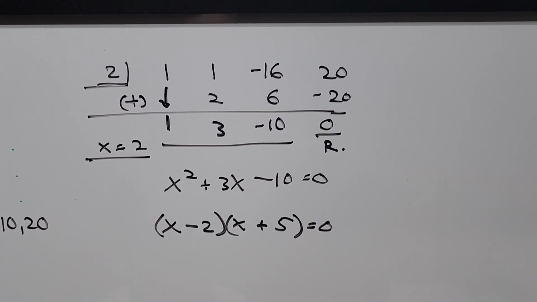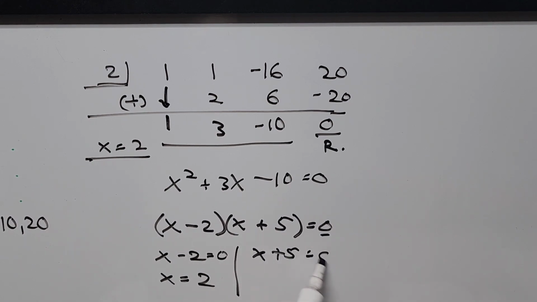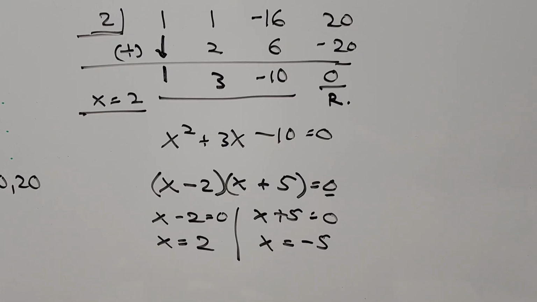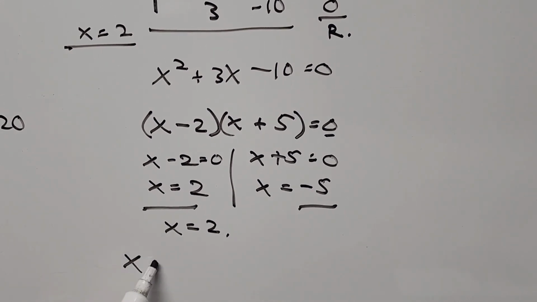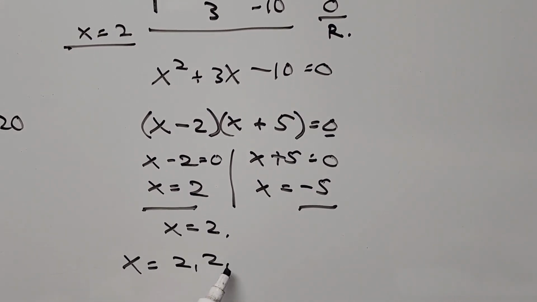And then we equate these factors to 0. So we have x minus 2 equals 0. Here, x is equal to 2. And the other side, x plus 5 equals 0. So x is equal to negative 5. So these are the roots of x, or the values of x, or the solution of the cubic equation. And the first one that we had earlier was x is equal to 2. So we have the set of values of x. So we have 2 and negative 5. So this is our final answer.